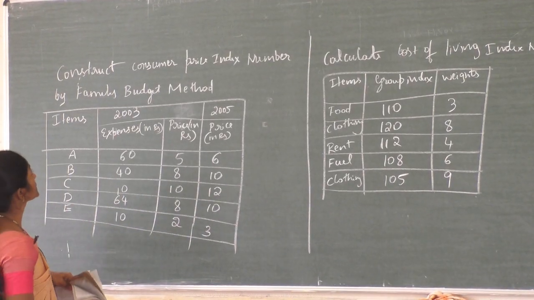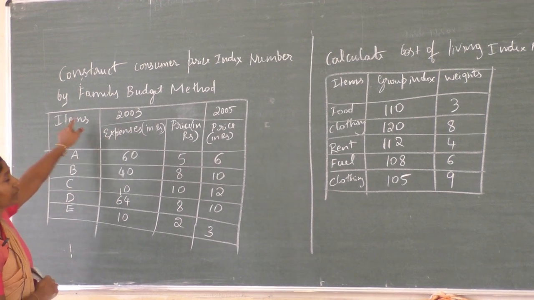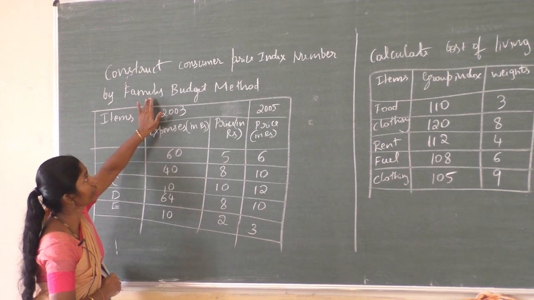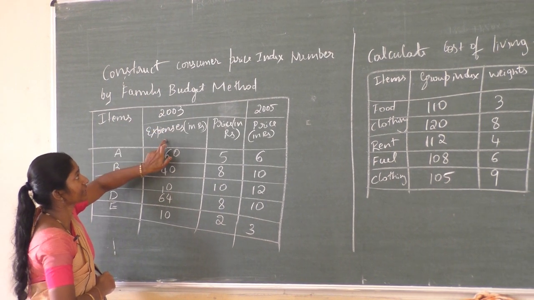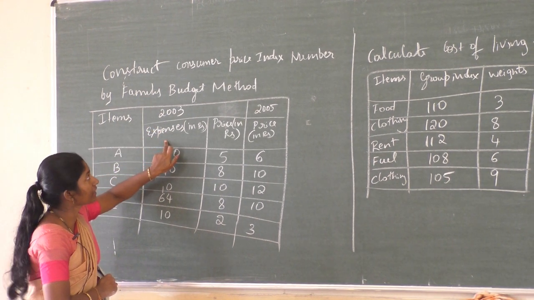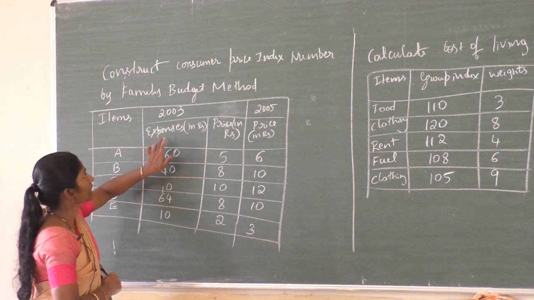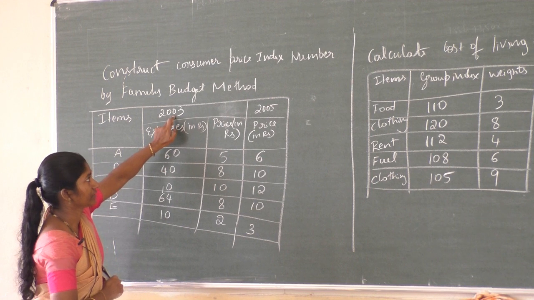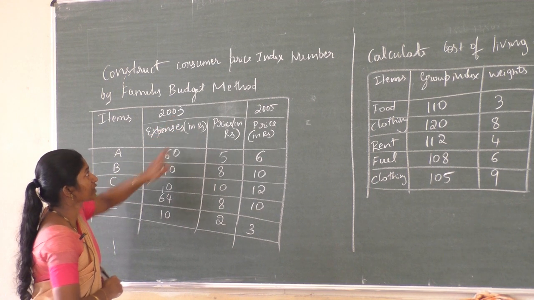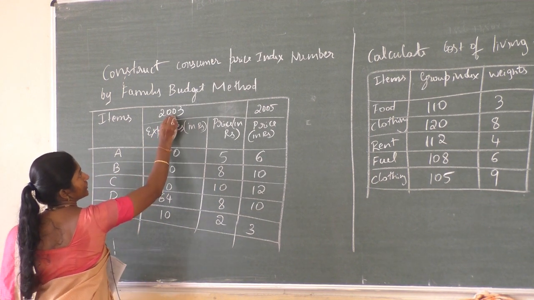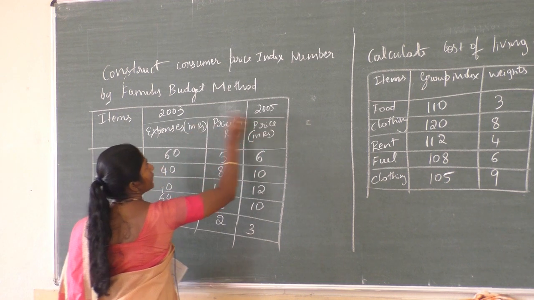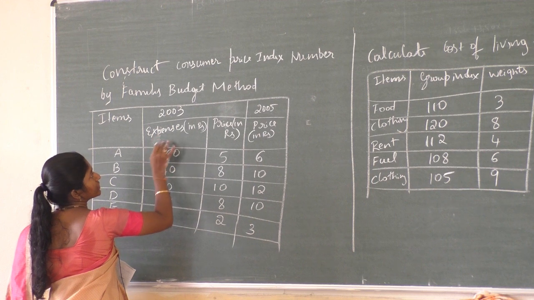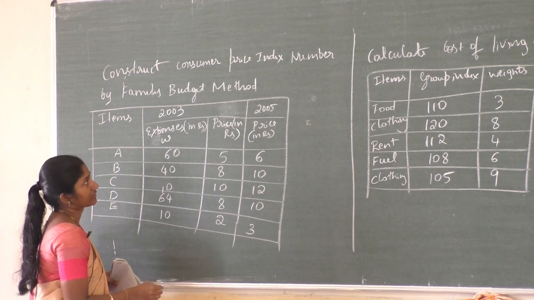Next, construct the consumer price index number by the family budget method. If it is not stated, then by seeing this we should understand that this is the family budget method. Here expenses are given, and prices are given in 2003, same as the previous problem, and here 2005. This is the base, this is the weight.